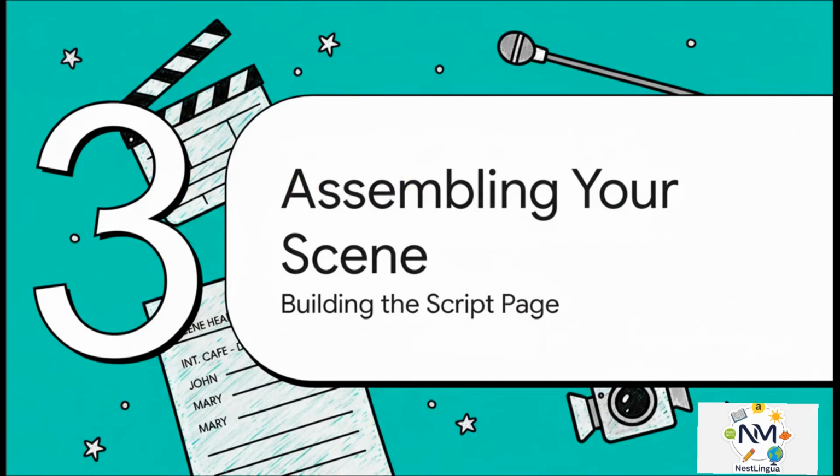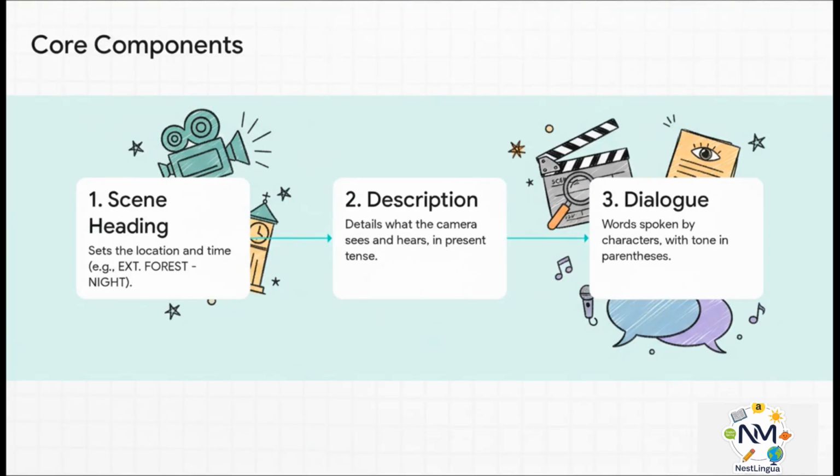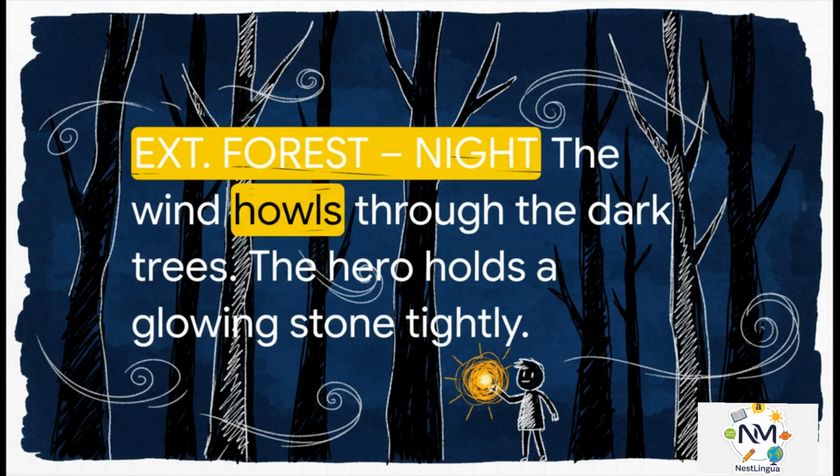Okay, now that we have the language down, let's actually start building. We're going to look at the structure of a script page and learn exactly how to put our scene together piece by piece. Every great script page is built from 3 core parts. First, you have the scene heading, which we just covered. Then comes the description of all the action. And finally, the lifeblood of the scene, the dialogue spoken by the characters. Let's look at a real example.